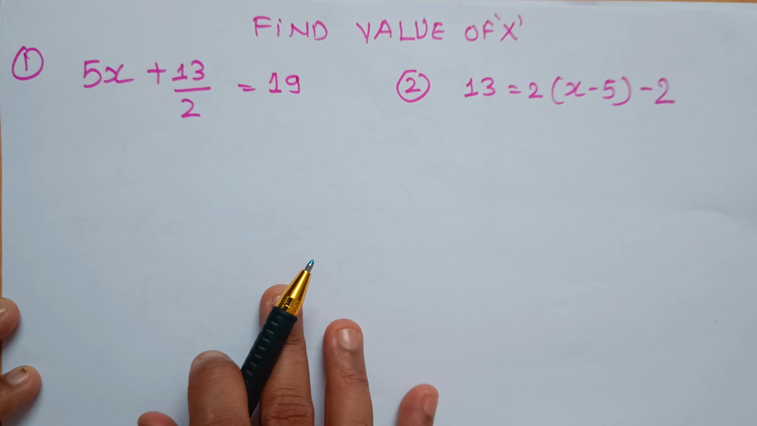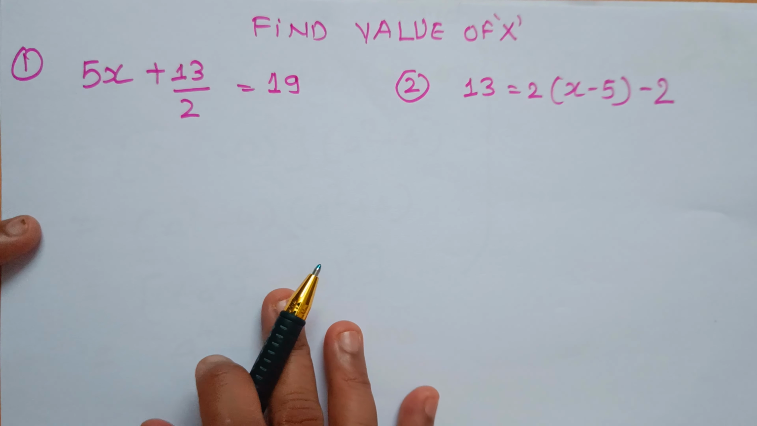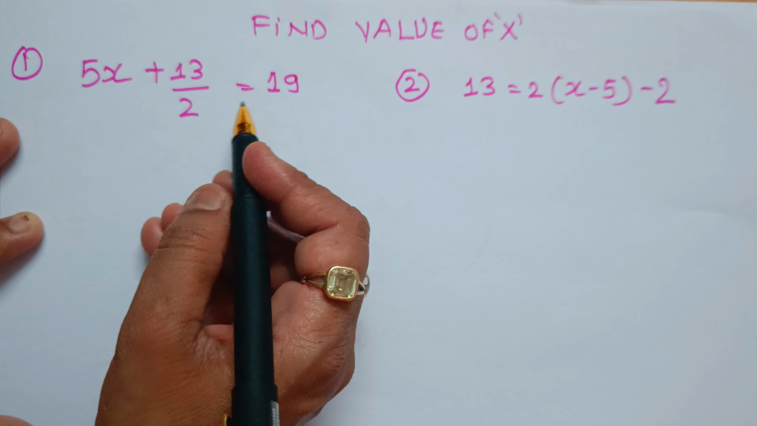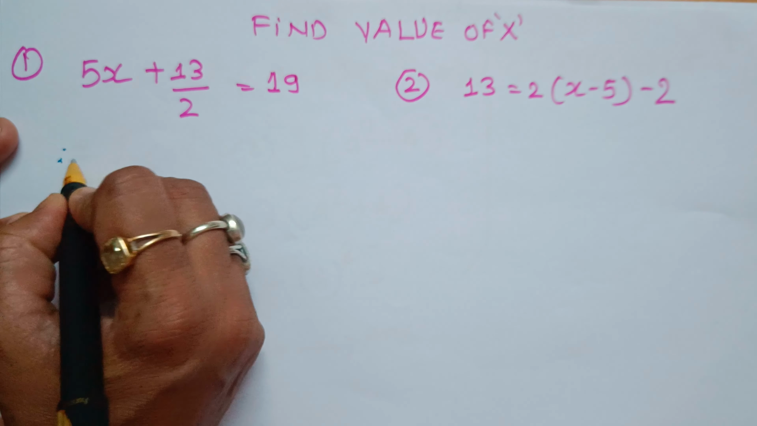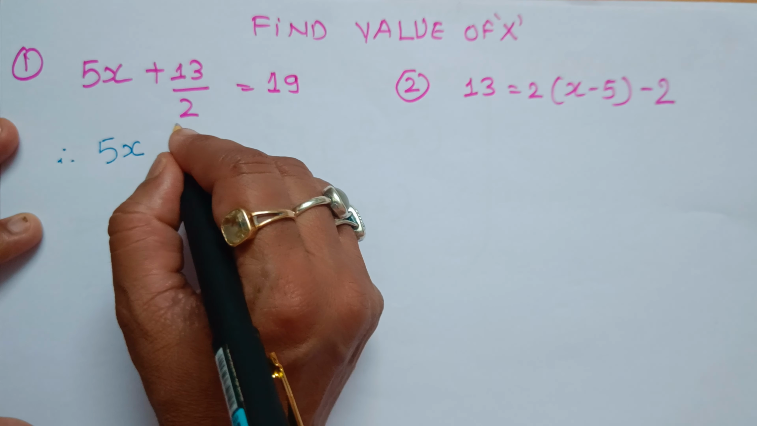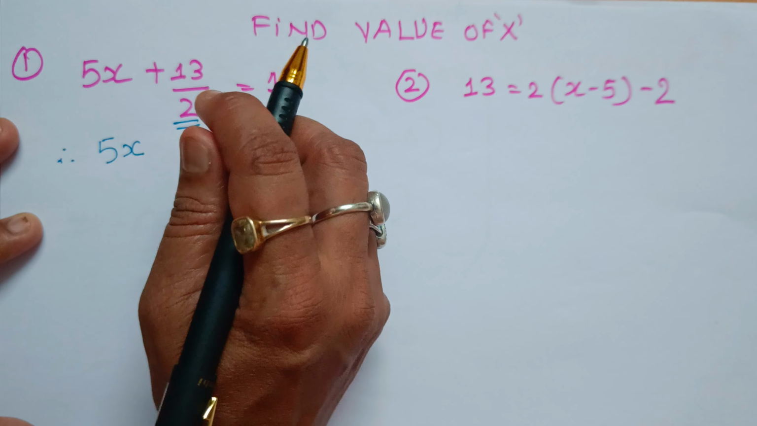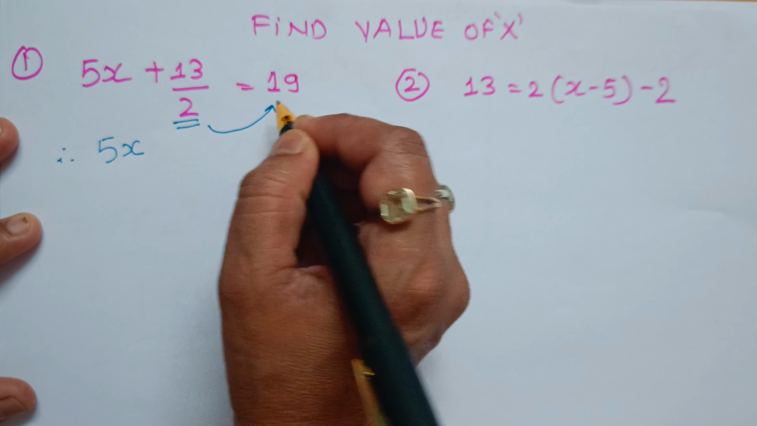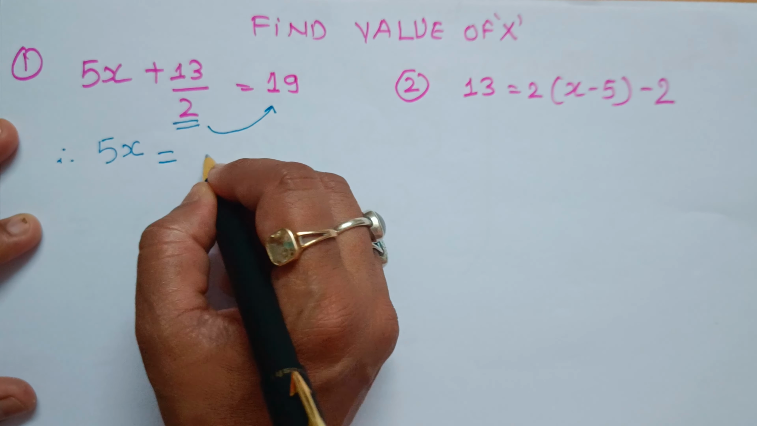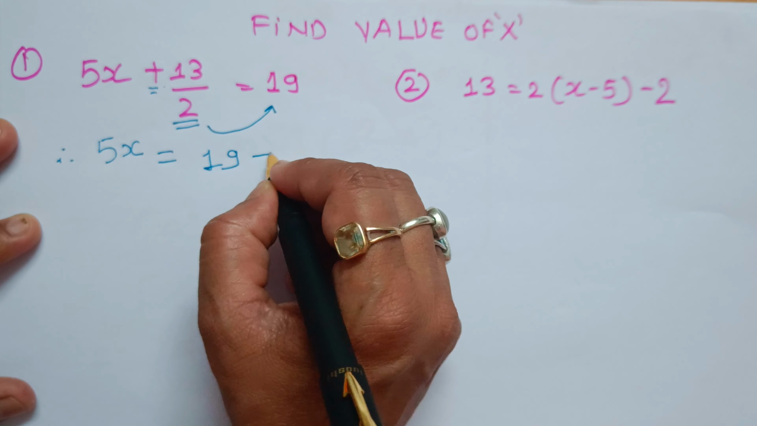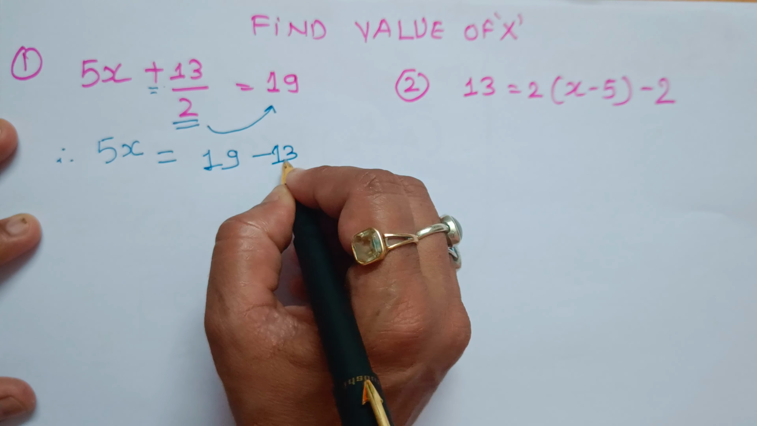Today we will solve some problems and find the value of x. Here, 5x plus 13 by 2 is equal to 19. Therefore, 5x is equal to, now we change the side of the 13 by 2. That means from the LHS to RHS. Therefore, 5x is equal to 19 plus 13 by 2, which becomes minus 13 by 2.